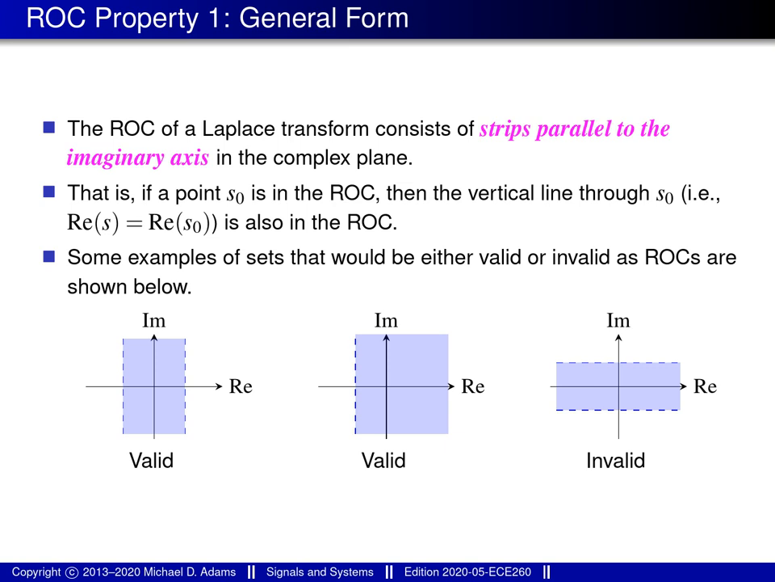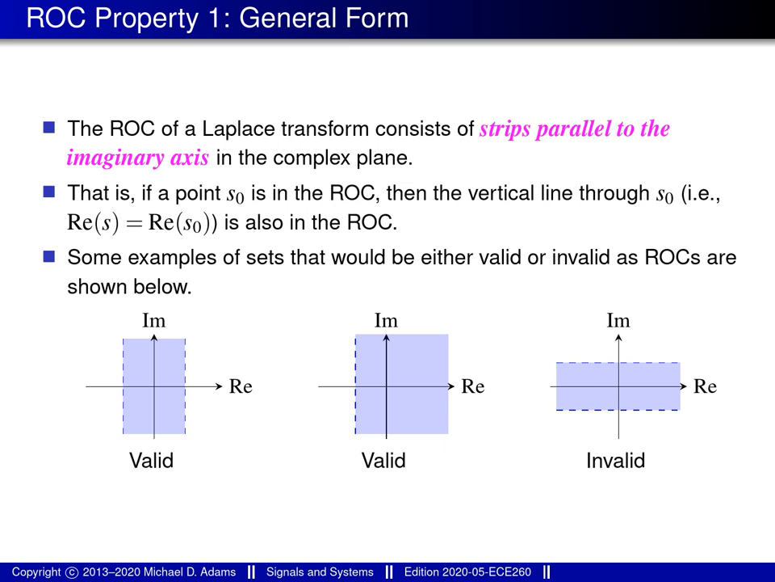The first property of the region of convergence that I need to introduce relates to the general form of the region of convergence. As it turns out, the region of convergence cannot have any arbitrary shape in the complex plane. In particular, the region of convergence of a Laplace transform always consists of strips parallel to the imaginary axis in the complex plane. More specifically, if a particular point is in the region of convergence, then all points on the vertical line through that point must also be in the region of convergence. So the region of convergence essentially consists of a collection of many vertical lines.